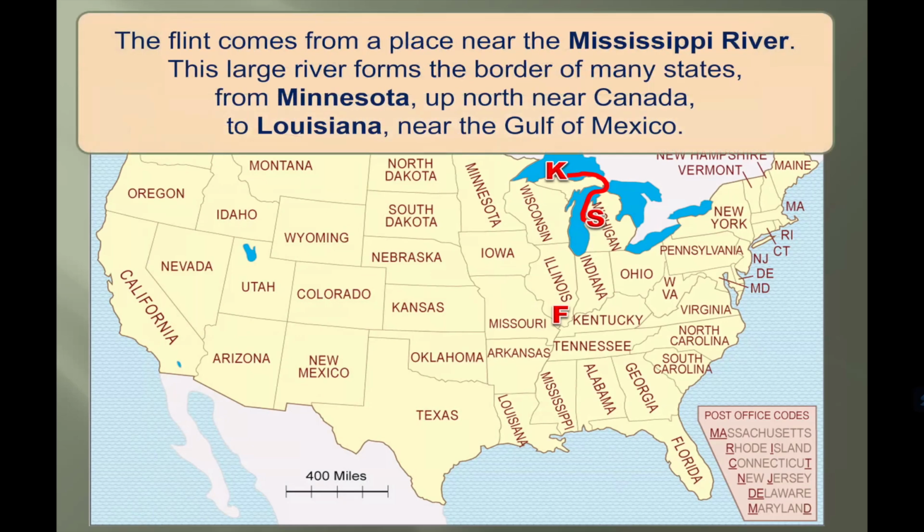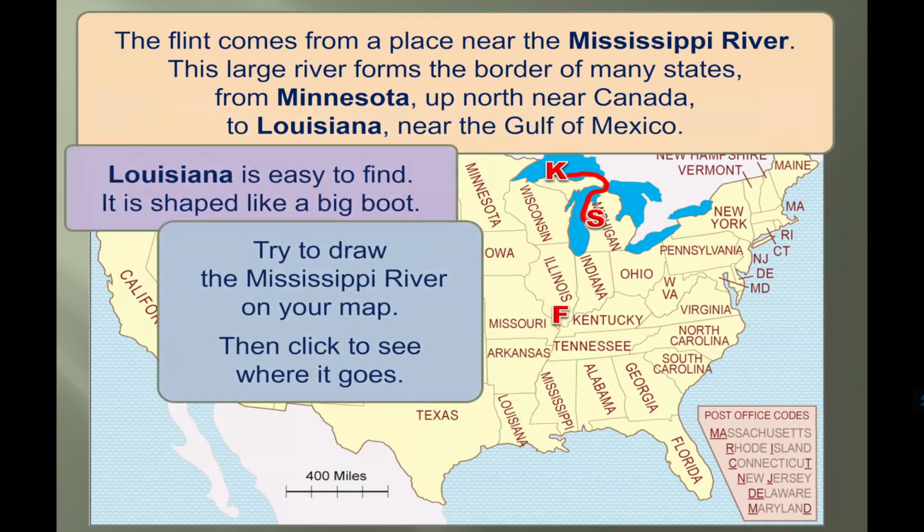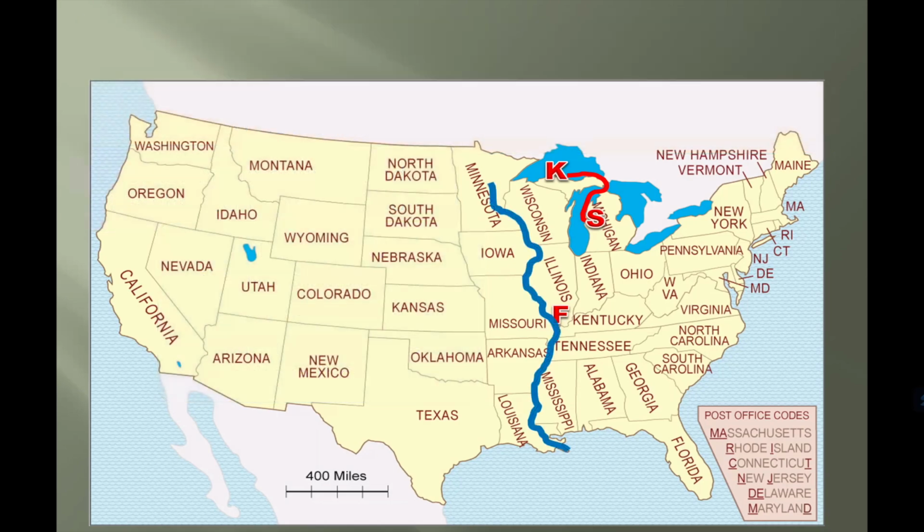Well, the flint comes right next to the Mississippi River, and this river forms the border between a whole lot of states, from Minnesota all the way down to Louisiana. And Louisiana is easy to find. It's shaped like a great big boot. So draw the Mississippi River on your map, then click on this PowerPoint in order to see where it goes. And if you drew a line that looked something like that, you've got it.